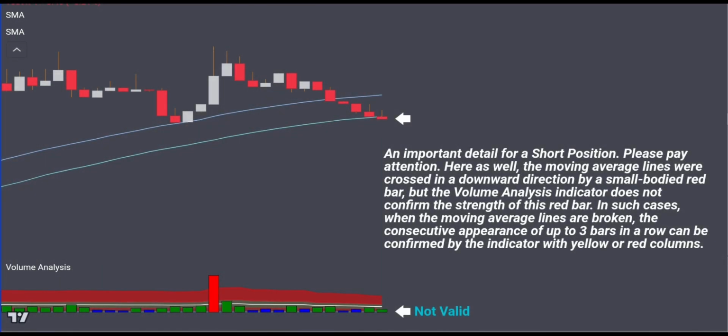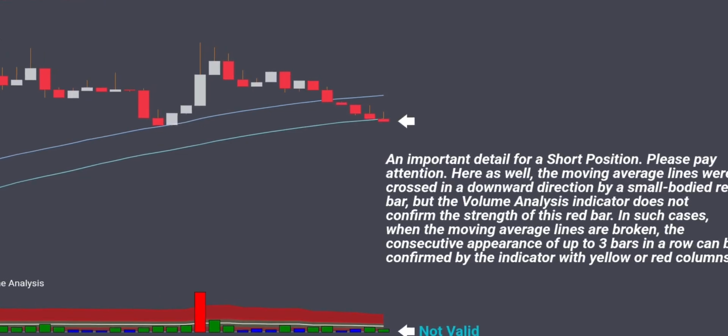Please pay close attention to the short position example I'm about to show you. I'll be addressing a very important detail. Here, you can see a very small red candlestick that closed by crossing below both of the moving average lines. Due to the small size of this candlestick's body and the fact that the volume analysis indicator does not show a yellow or red column, we do not consider the breakout movement of this candlestick as valid.